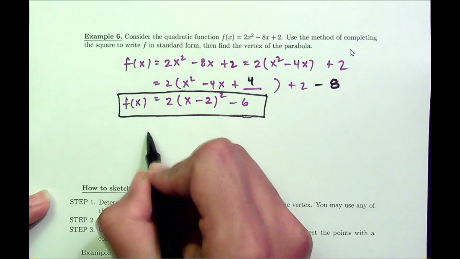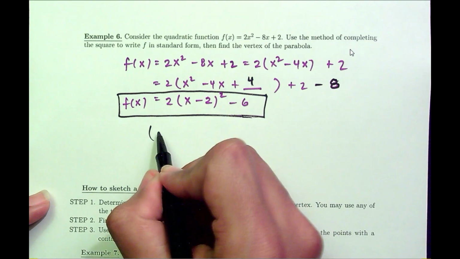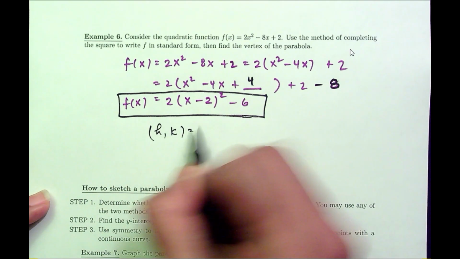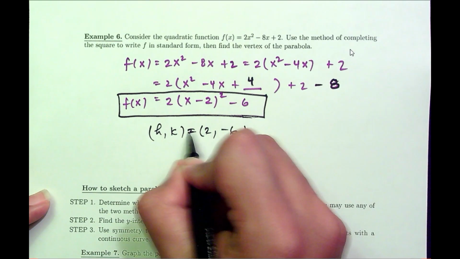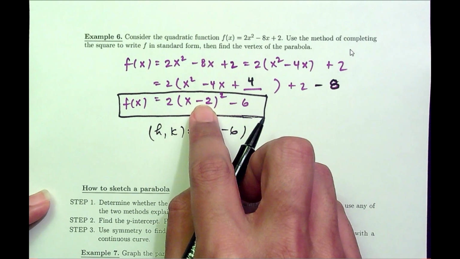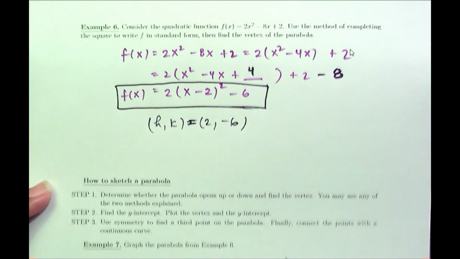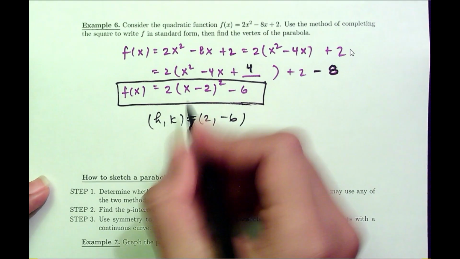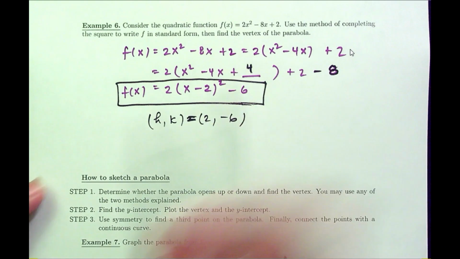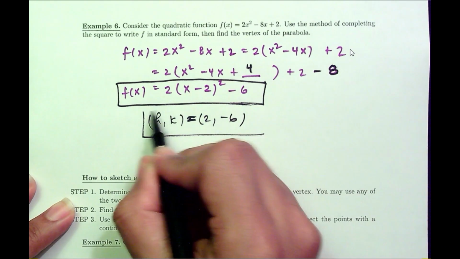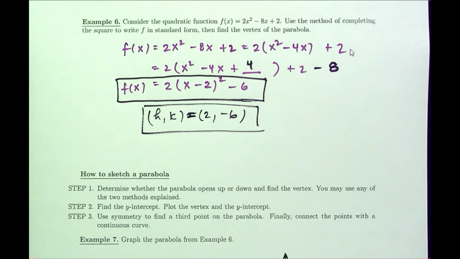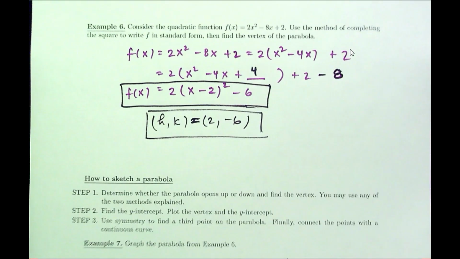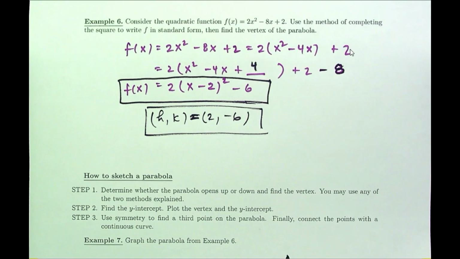So the vertex, reading it off from there, is (2, -6). Remember the h is the opposite of what you see there. So I see a -2, so it's a +2. All right, and that's it. If you like this method, you can use this method. If you don't like it, then use the formulas, as in examples 4 and 5.